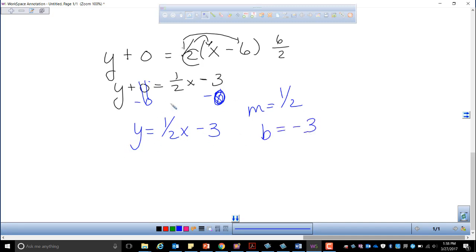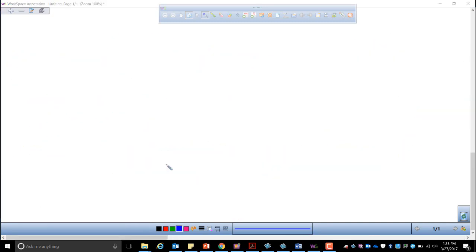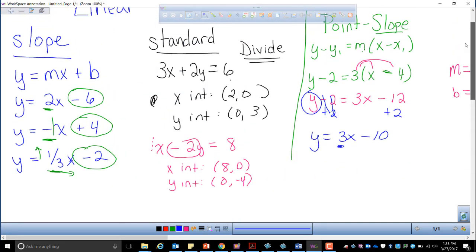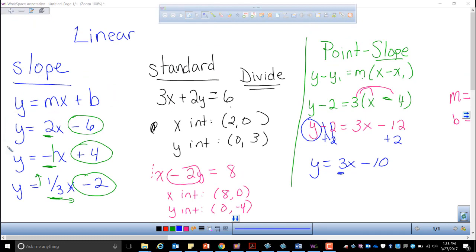Okay, so what you're going to do is some practice today, changing point slope to this form and telling me the slope and the intercept. Then you are also going to do a little bit more graphing from a long time ago, what we've been working on. You will have to do some graphing this way and some graphing in standard form.